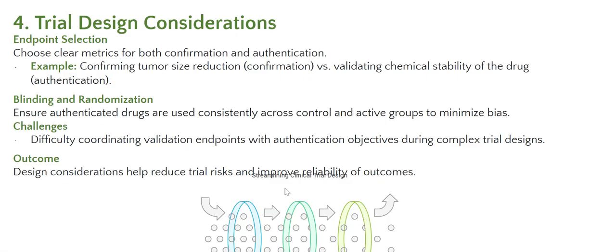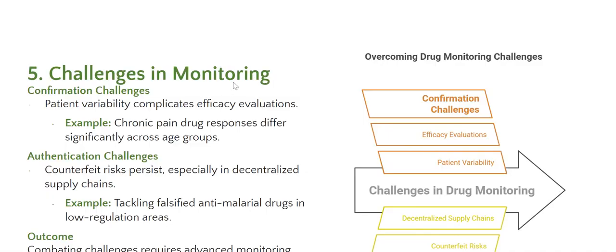And here is a summarized diagram on streamlining clinical trial design, as from left to right: endpoint selection, blinding and randomization, addressing challenges. Challenges in monitoring. First, here we have a summarized diagram on overcoming drug monitoring challenges. Confirmation challenges include efficacy evaluations and patient variability, and authentication challenges include decentralized supply chains and counterfeit risks, all toward challenges in drug monitoring. So we'll start with the confirmation challenges.